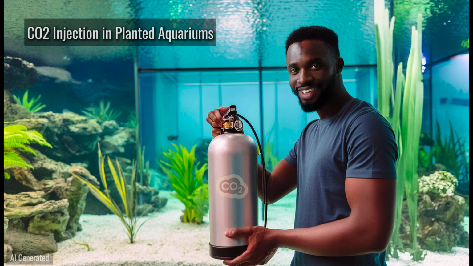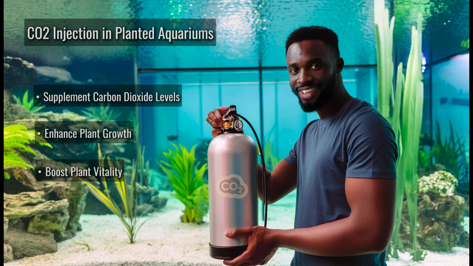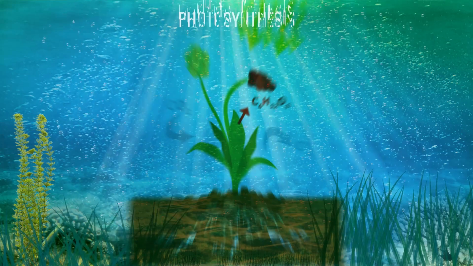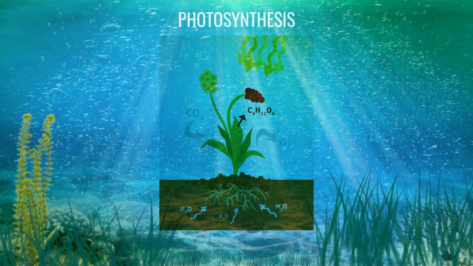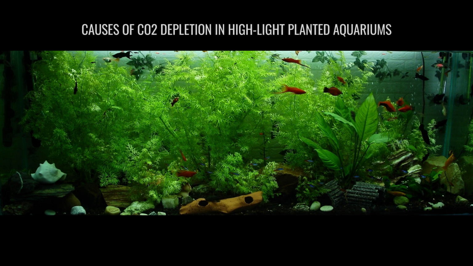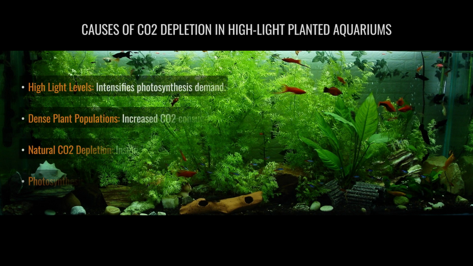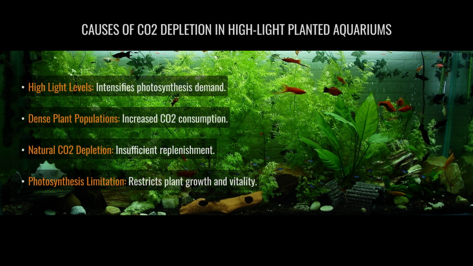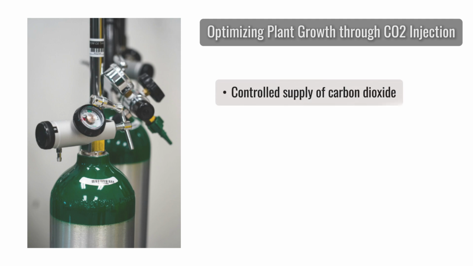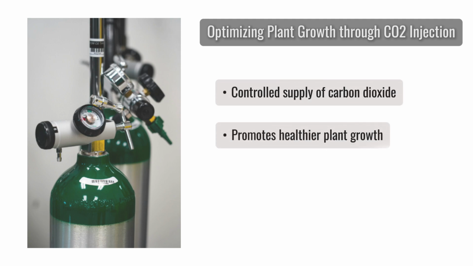CO2 injection is a method used by aquarists to supplement carbon dioxide levels in planted aquariums, enhancing plant growth and vitality. Carbon dioxide is an essential component of photosynthesis, the process by which plants convert light energy into chemical energy to fuel growth. In planted aquariums with high light levels and dense plant populations, natural levels of CO2 may become depleted, limiting photosynthetic activity.